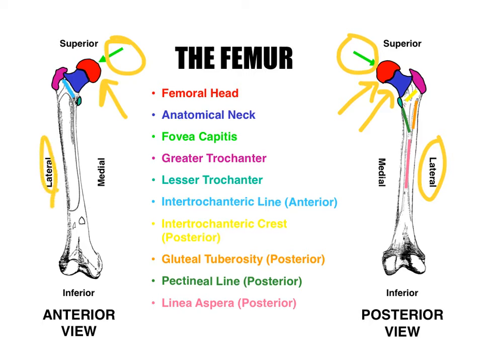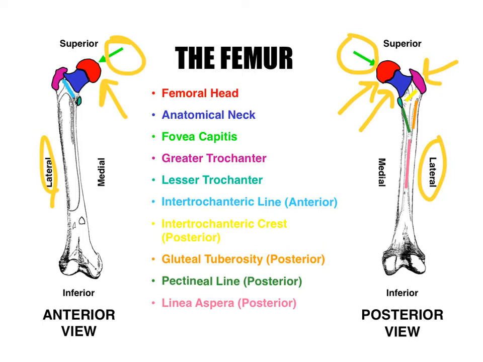Lateral side, we see the greater trochanter, and you can palpate that about a hand length below your waist or your waist belt. You can feel your greater trochanter, and it's called the greater trochanter because many muscles attach there: gluteus medius and minimus.